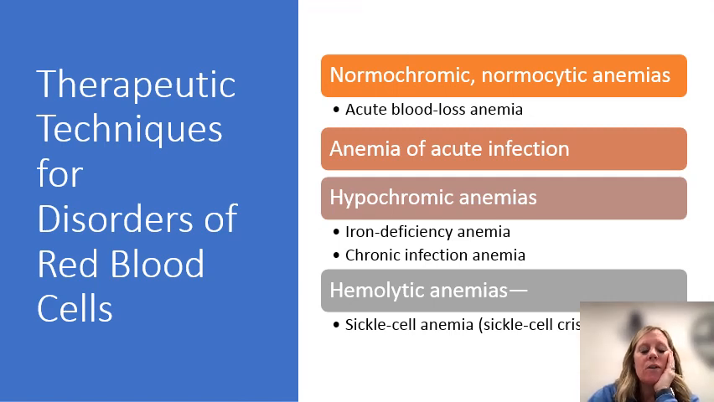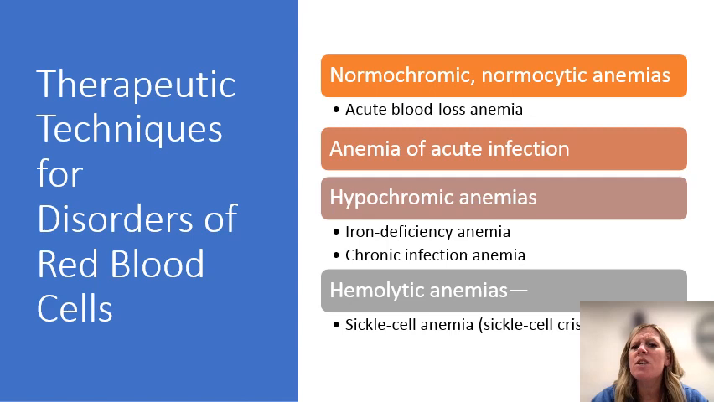All right, so I gave you a basic overview of the therapeutic techniques for these blood disorders, or disorders of the red blood cells. So what do we want to do for the normochromic normocytic anemias? If it's an acute blood loss anemia, what do we want to do? We want to control the bleeding, right? So we start by applying pressure wherever the bleeding is coming from, lie them flat, keep them warm, and get some IV fluids on board. Get them ready for a type and cross for a transfusion.